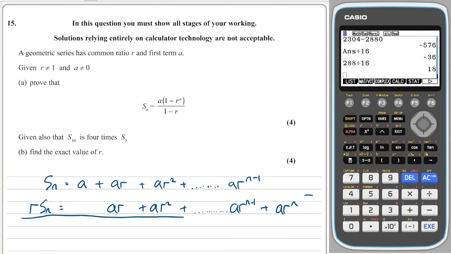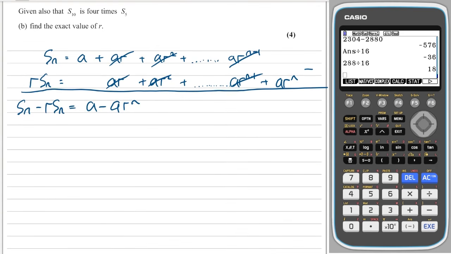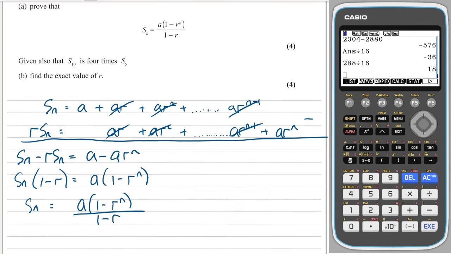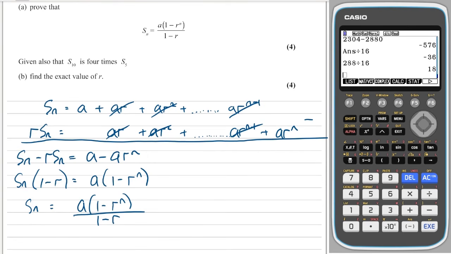Then we subtract these two equations. And I'm going to subtract upwards, or am I? No, I'm just going to subtract them normally. So Sn minus rSn will equal, well, all of these will cancel out. And we'll be left with a minus ar to the n. We can take out a factor of Sn to get 1 minus r. And we could take out a factor of a to get 1 minus r to the n. And then we could divide through to get a times 1 minus r to the n over 1 minus r as required. So easy 4 marks if you know how to do it. Very hard 4 marks if you don't know how to do it.